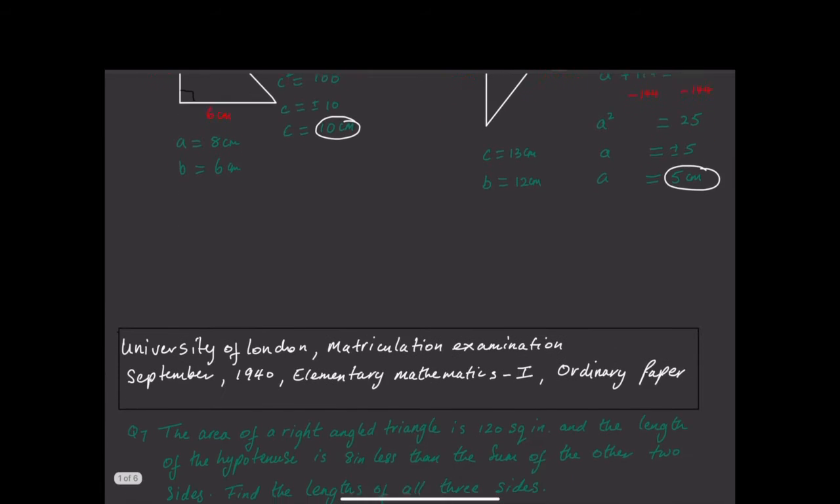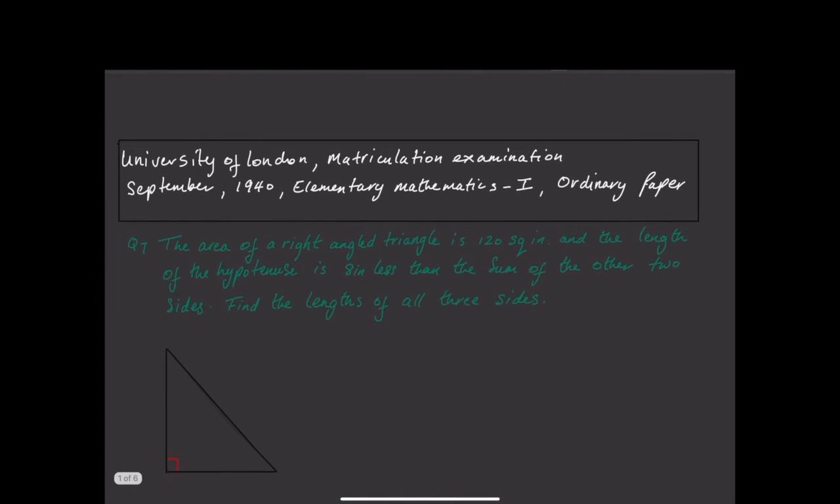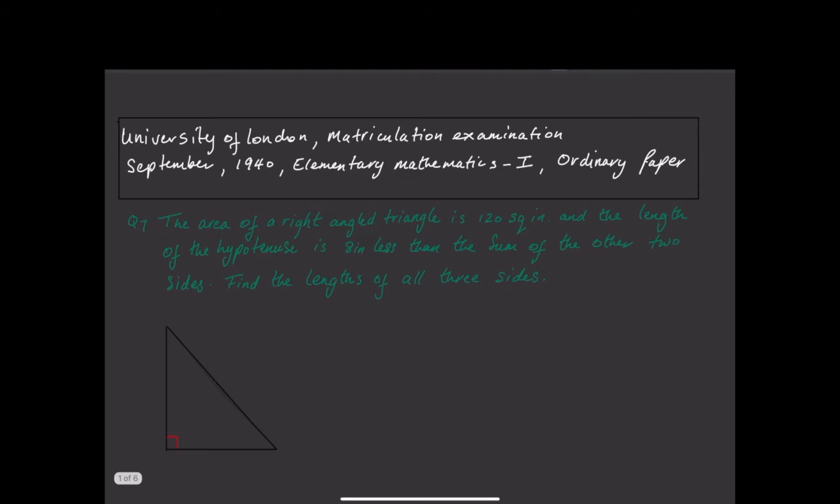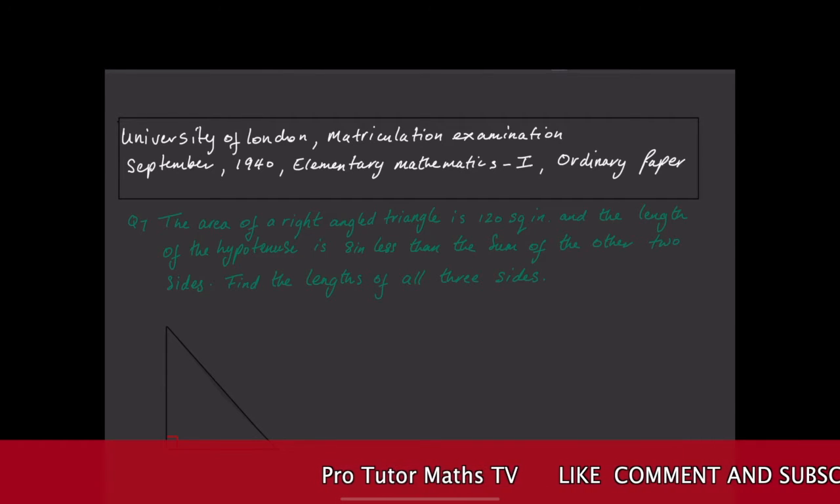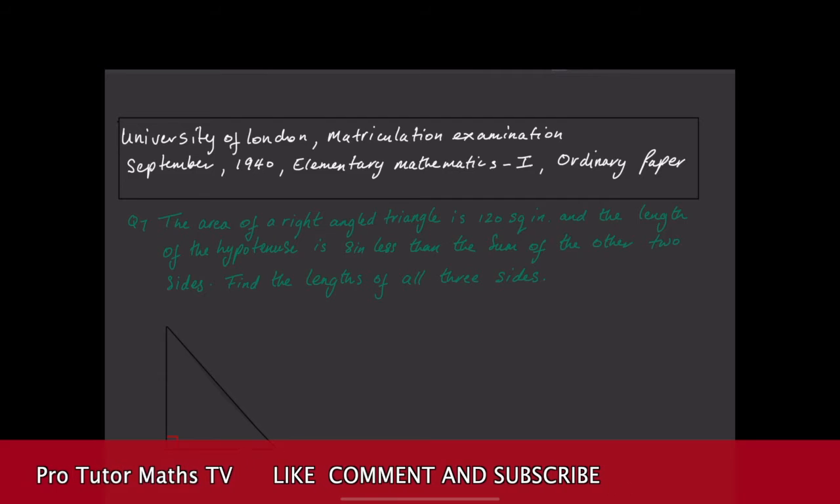A question from the University of London Matriculation Examination, September 1940, Elementary Mathematics 1, Ordinary Paper. The question states that the area of a right angle triangle is 120 square inch and the length of the hypotenuse is 8 inch less than the sum of the other two sides. Find the lengths of all three sides.